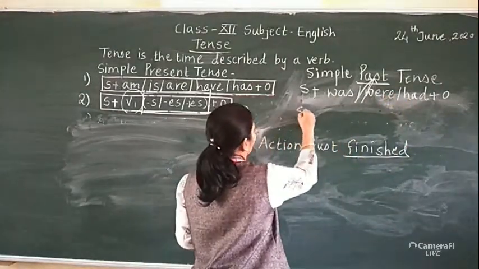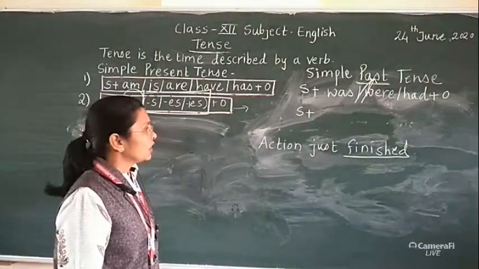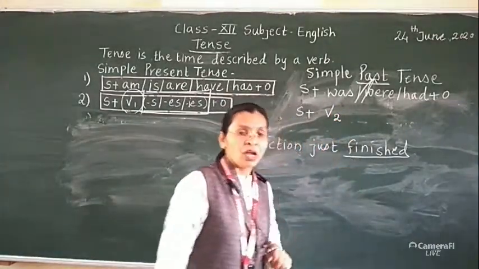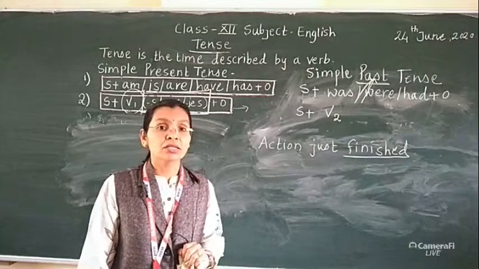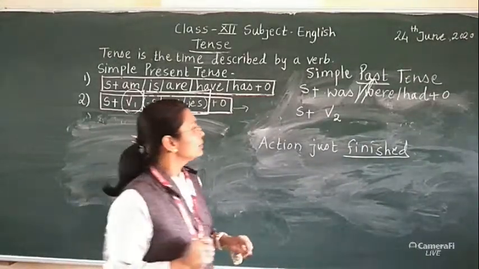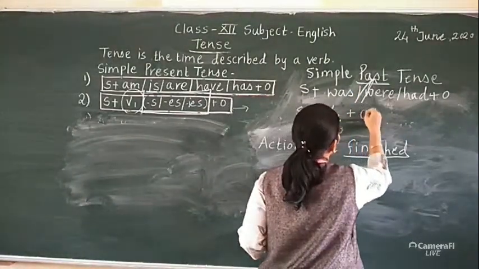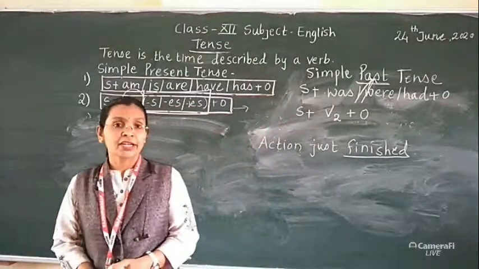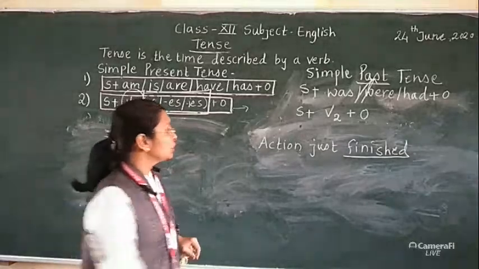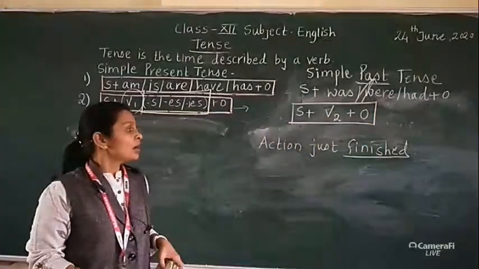Now your second formula, subject. Okay, here we use the action verb. So what is the action verb here? Here we use V2 form. V2 form means what? Past form of the verb. So subject plus V2 plus object. What is your second formula? Subject plus V2 plus object. So it shows the past action.